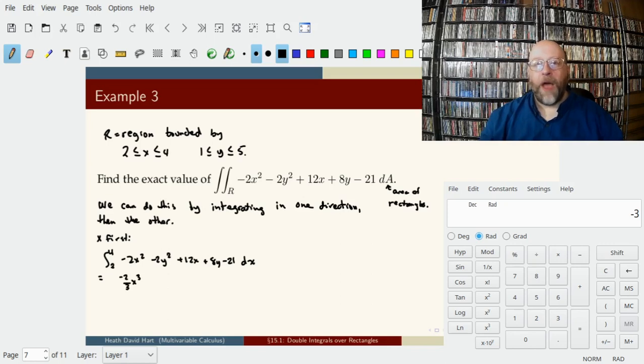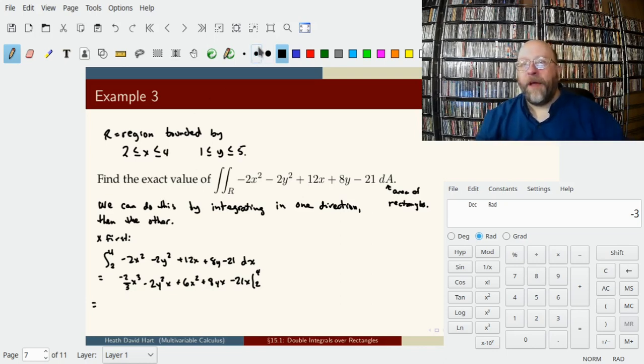But when there is no x in the term, we treat this term as a constant, just like we would do when we were taking the derivative. The derivative of a constant is 0, but the antiderivative of that constant is that constant times x. The antiderivative of 12x is 6x squared. The antiderivative of 8y is 8yx, or 8xy, either one, minus 21x. And we're going to evaluate this at 2 and at 4.